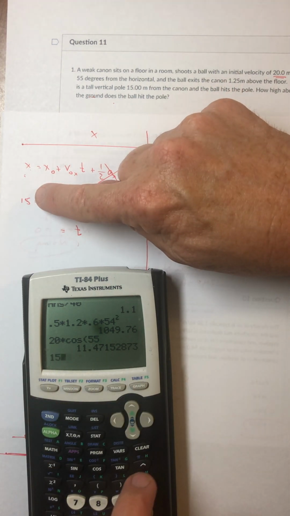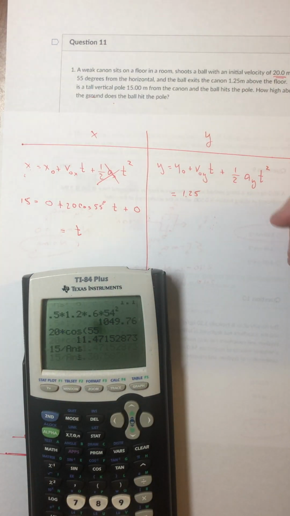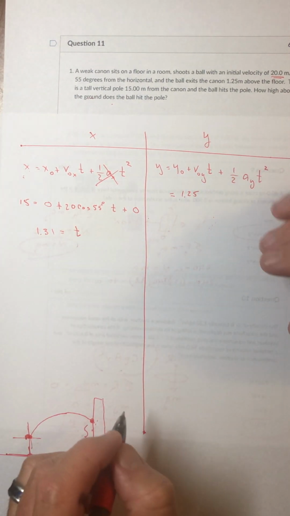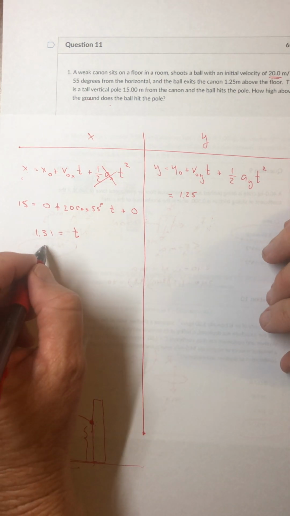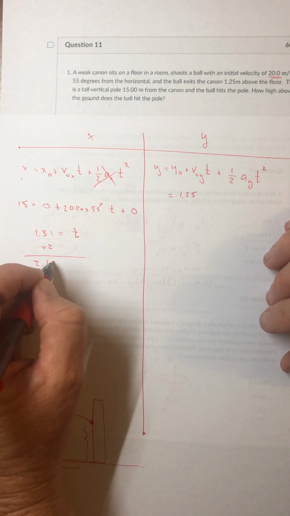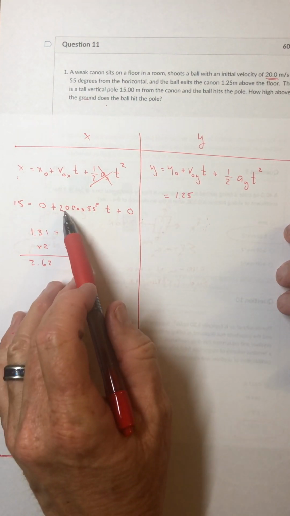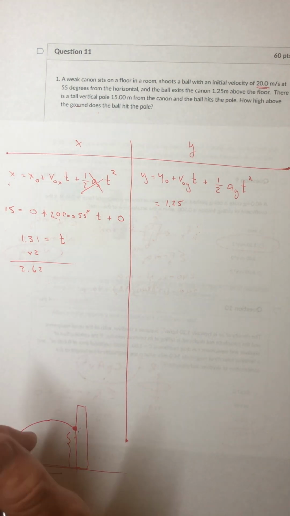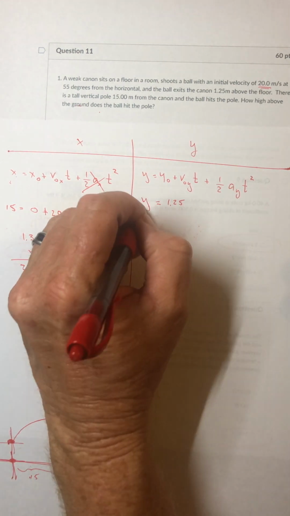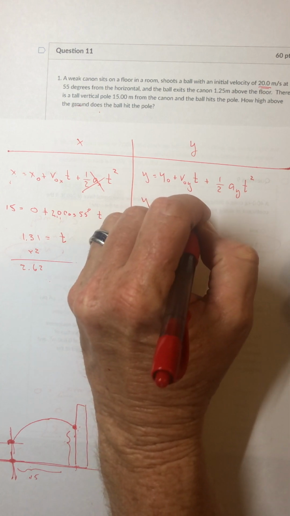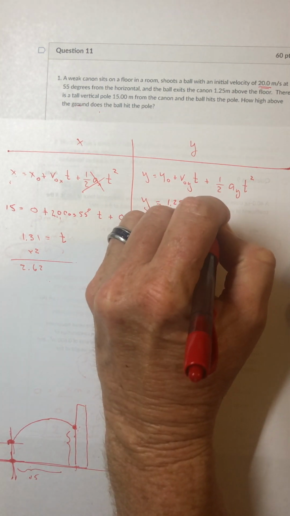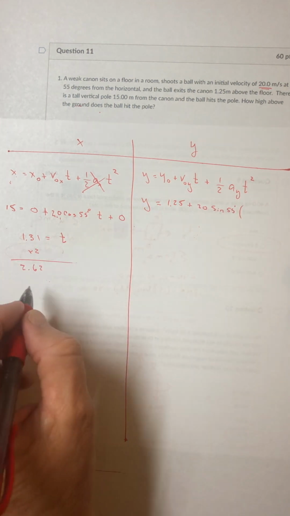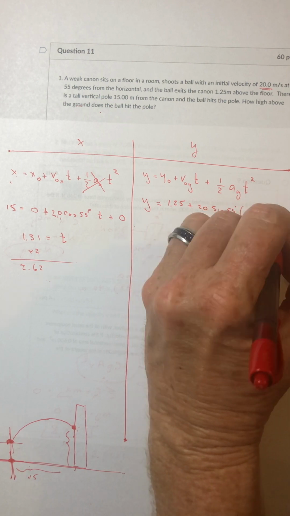11.47. So if I go 15 divided by that last answer, I get a time of 1.31, which, by the way, would be 2.62 if you had, of course, half the speed. So if you had the 10, you would get that for your time. Now, let's use that over here. So this would be the 20 times the sine of 55 degrees. And then the time would be the 1.31.